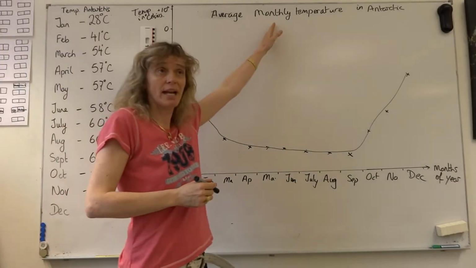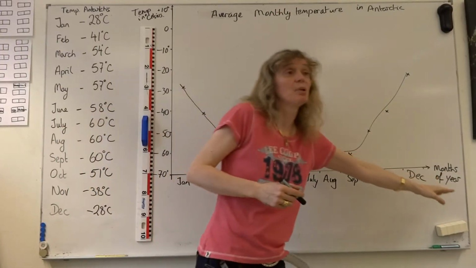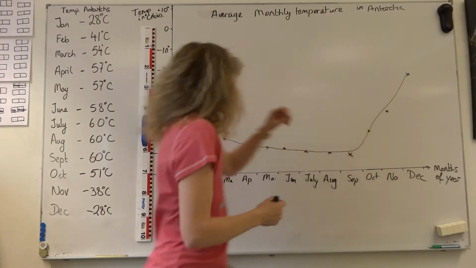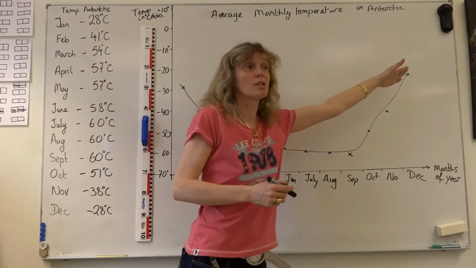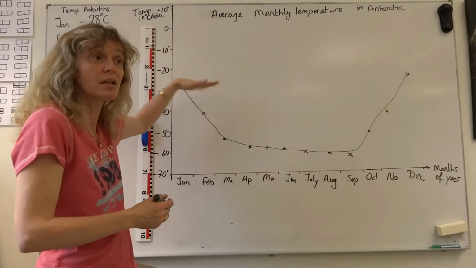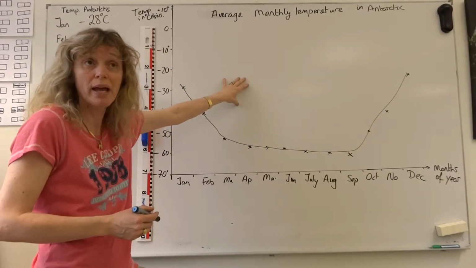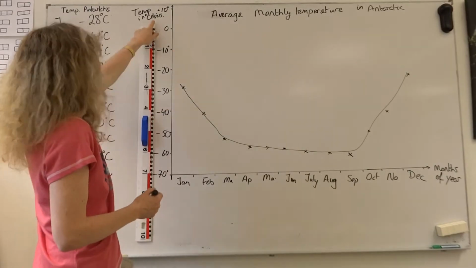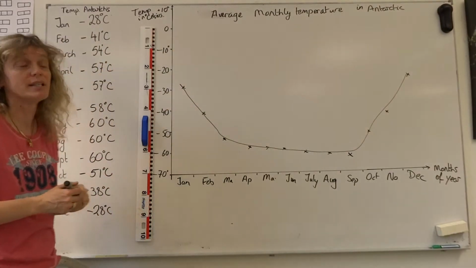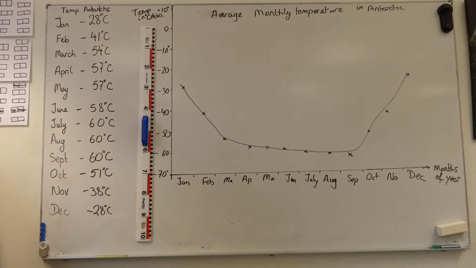You have to give it a title. You have to label your axis. You have to fill in your points. What type of diagram do we call this? A line diagram. We've made a line diagram, but you could have made a bar chart instead. And we have the temperature in degrees Celsius. That was half of the question.